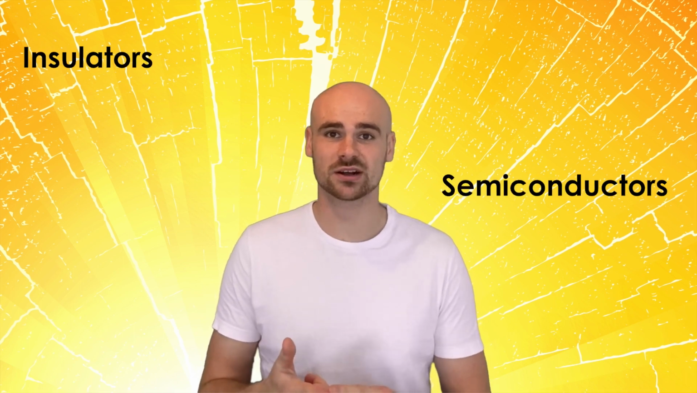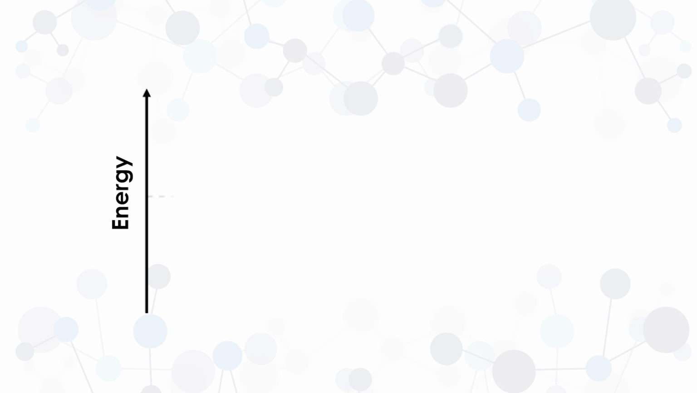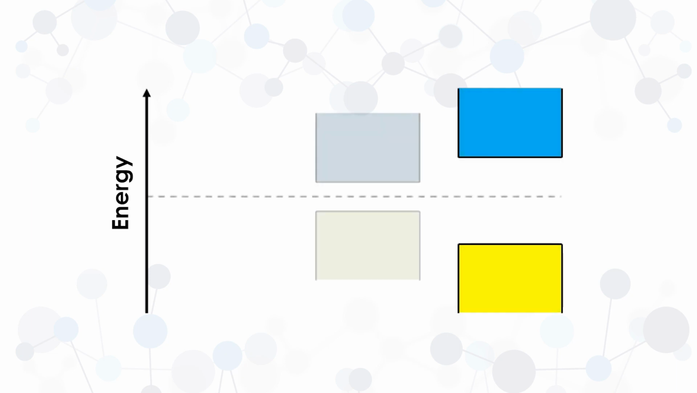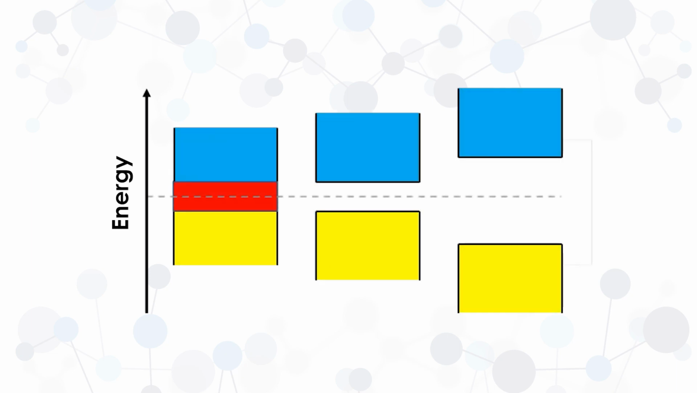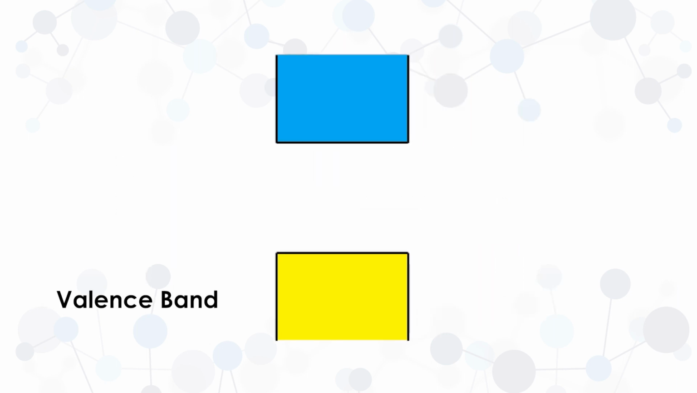But we need to first know the three types of solids, namely insulators, semiconductors, and conductors of electricity. They differ from each other with respect to their energy levels, or bands, or presence of electrons. The two most important bands are the valence band and the conduction band.